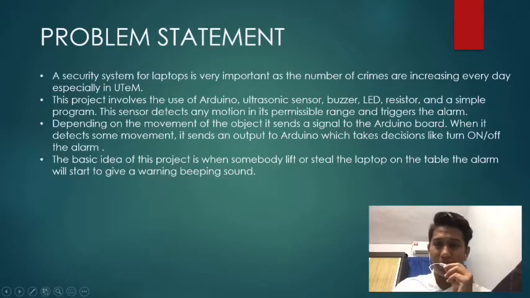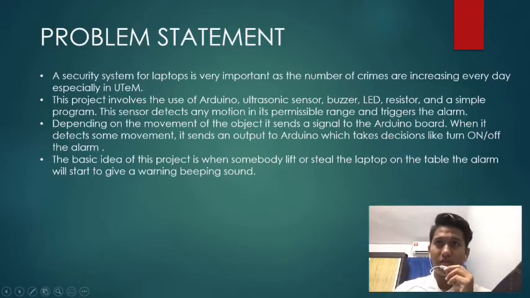The problem statement for my FYP is that a security system for laptops is very important as the number of crimes is increasing every day, especially in UTEM. We often hear that an average of 5 laptops go missing every end of the semester.